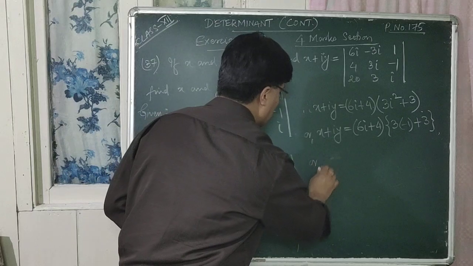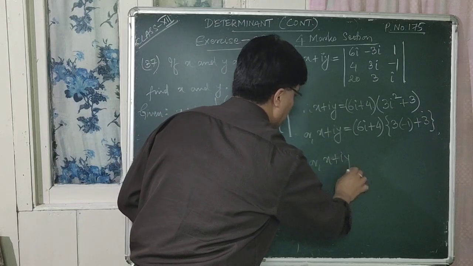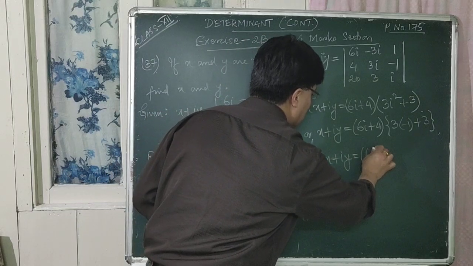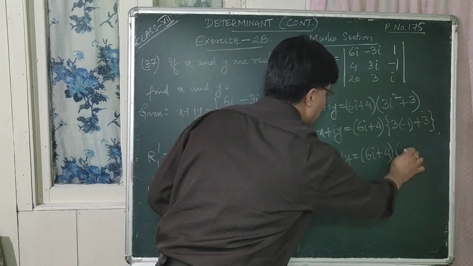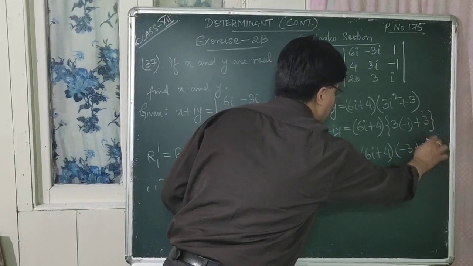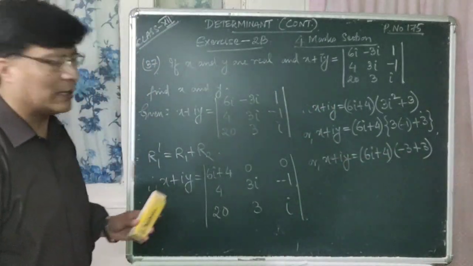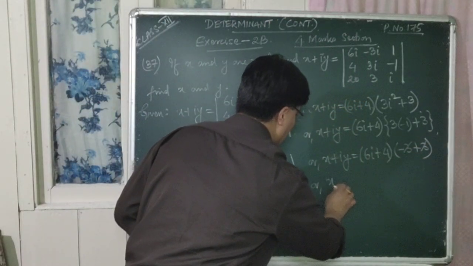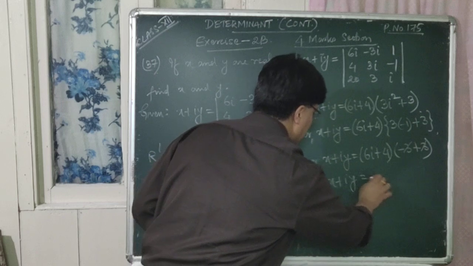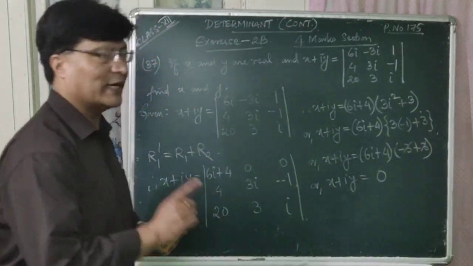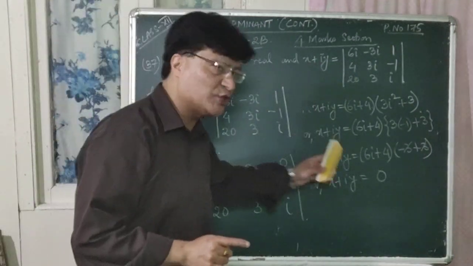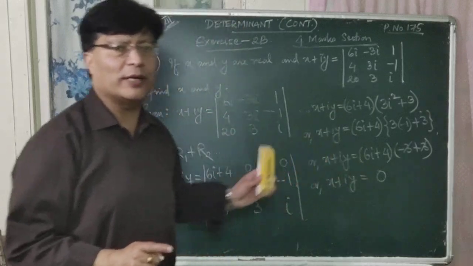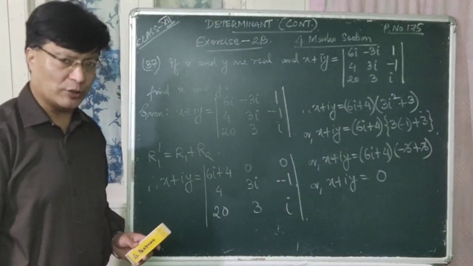So next, x plus iy is equal to 6i plus 4, then within the bracket it is minus 3 plus 3. And minus 3 plus 3 gets cancelled. So x plus iy is equal to, how much is it? 0. That is 6i plus 4 into 0. So 0 into any number is always 0.